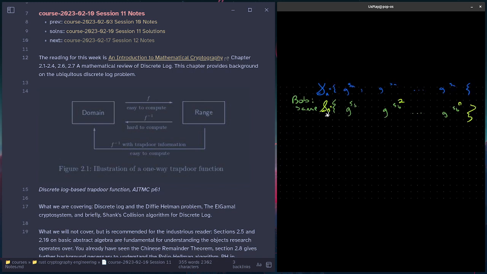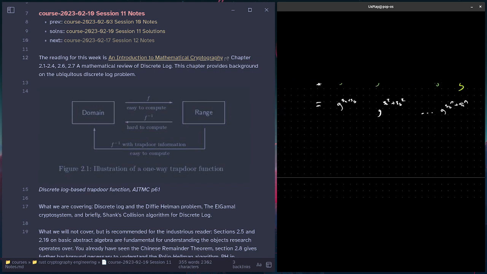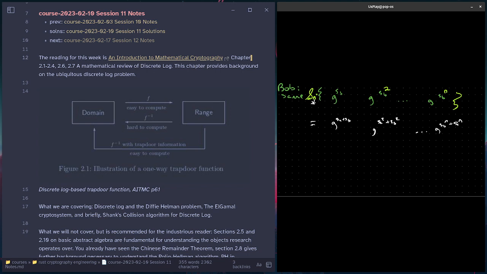Now, when we multiply these two strings together, what we get is g to the SA plus SB, g to the SA squared plus SB squared, up to g to the SA to the n plus SB to the n. But this is less useful because what we actually want is g to the SA plus SB to the n. And we can do that simply by saying, instead of multiplying together, we can do as before, exponentiate.